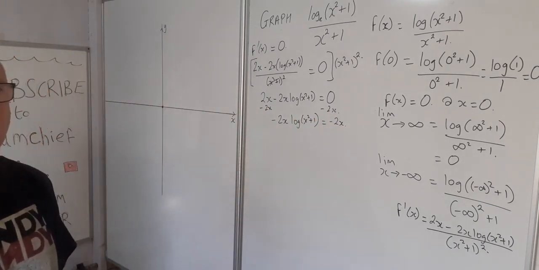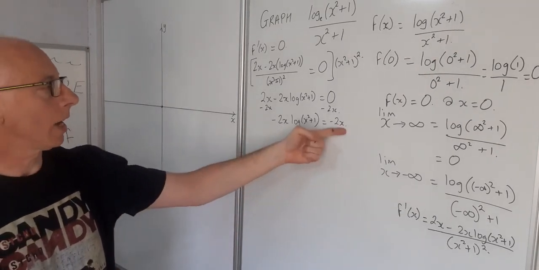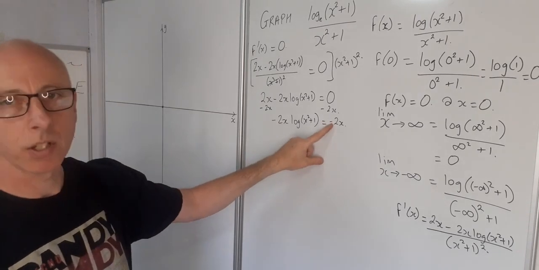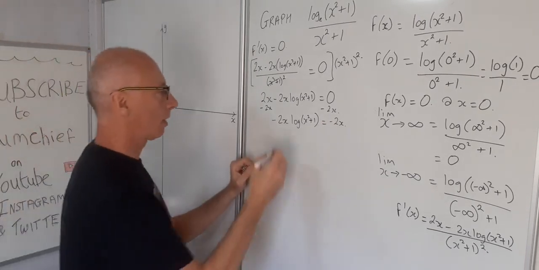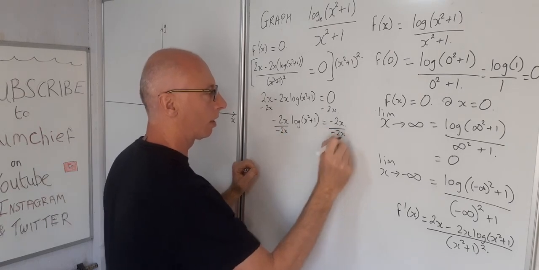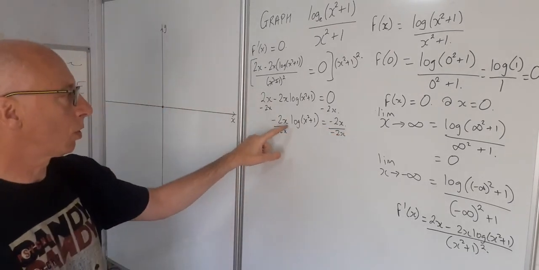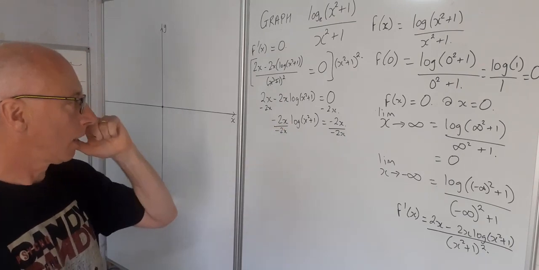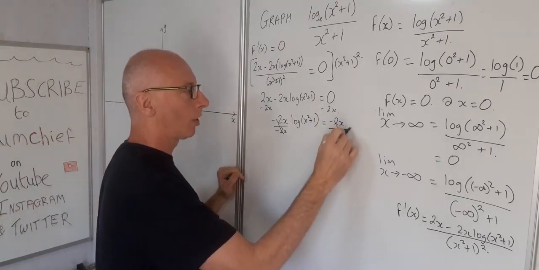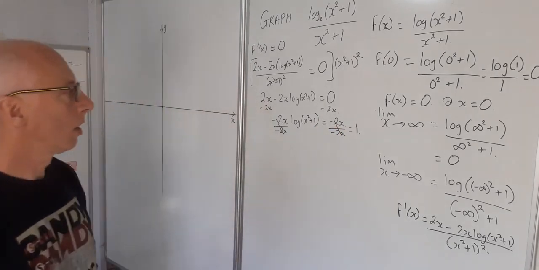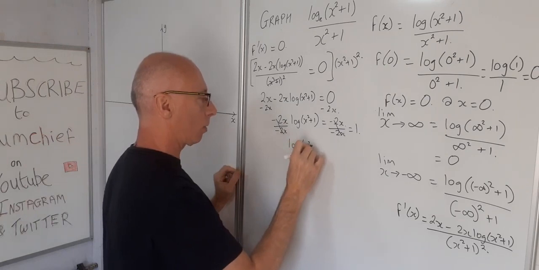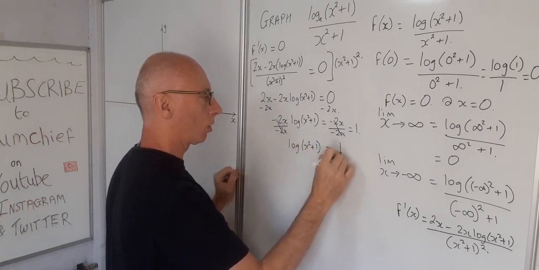Okay, now what we do is let's get this 2x and divide both sides by the 2x, and as we've got a minus, we might as well divide by minus 2x. So minus 2x over minus 2x, and that's legit because the log is multiplied by the 2x here. So then we're going to have these cancel out, and this is just going to become 1. So now we've got log of x squared plus 1 equals 1.